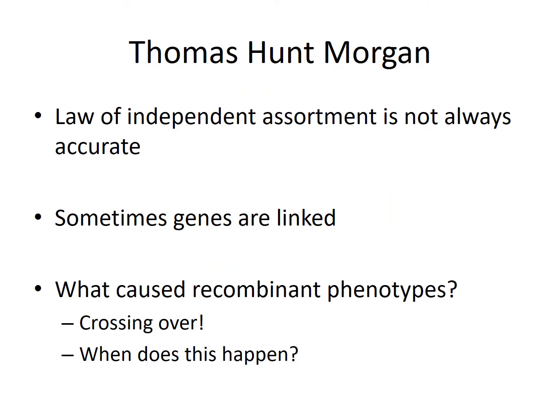So he came up with the idea that independent assortment isn't always accurate, because sometimes certain genes and certain traits are linked together. And when we talk about phenotypes recombining and genes recombining, hopefully remember that happens during crossing over in prophase 1 of meiosis. If you remember what goes on in crossing over, basically chunks of homologous chromosomes swap spots.